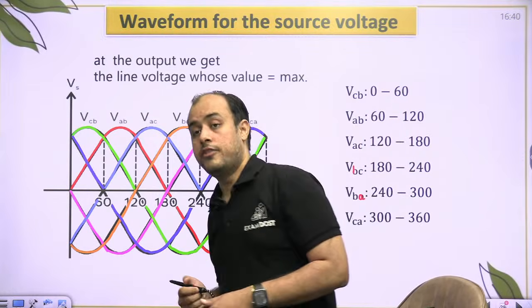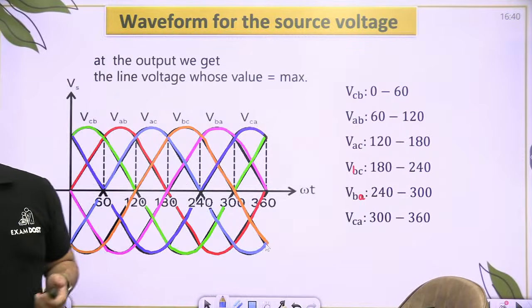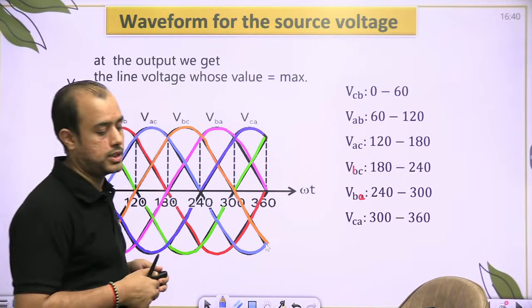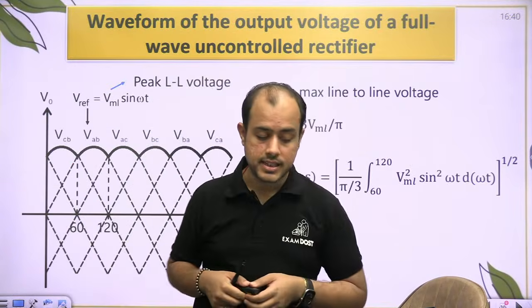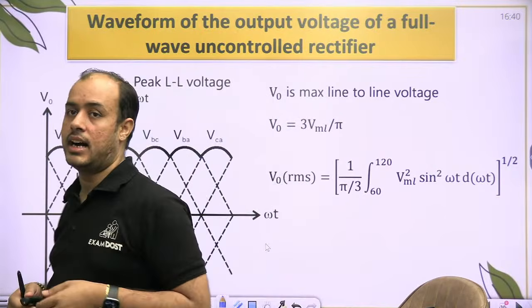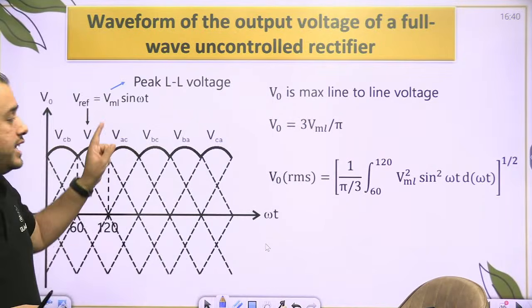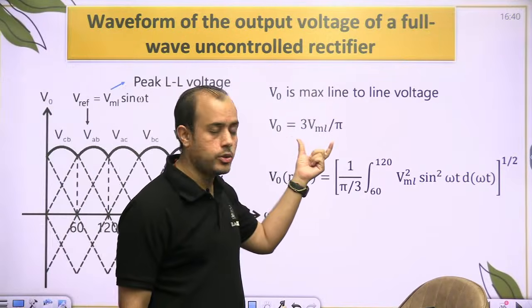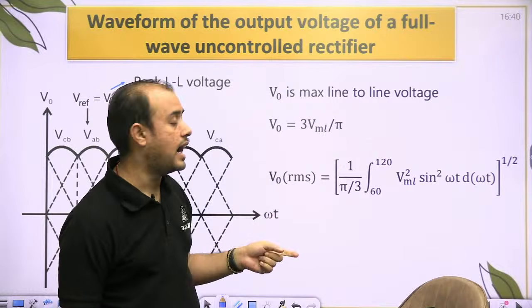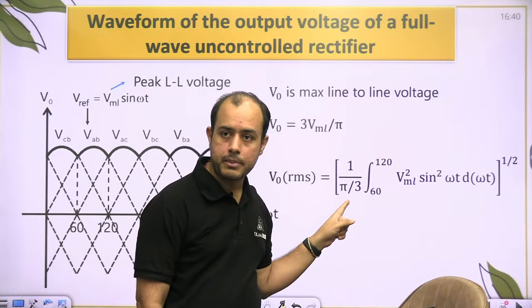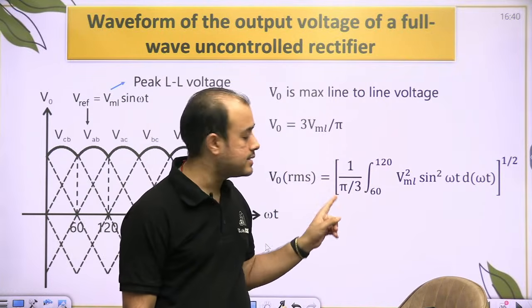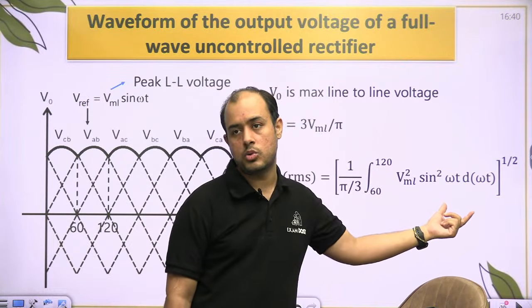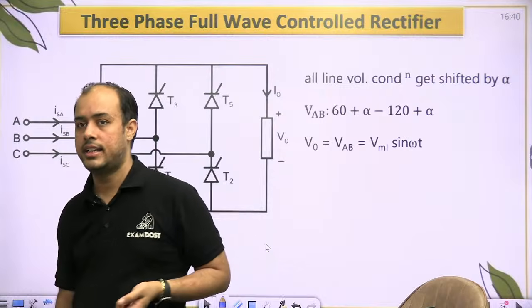Okay. Now whichever is the maximum line voltage highest among all the 6 will appear at the output. जो भी 6 में से सबसे ज्यादा है वही आउटपुट पे आएगा. Okay. So VML is the maximum line to line voltage. So average value is 3 VML by pi. For RMS, period is pi by 3 because it is 6 pulse. Integration from 60 to 180 VML square sine square omega t.